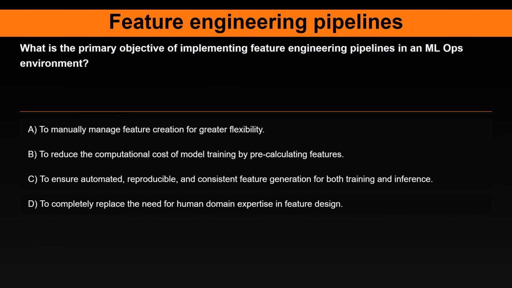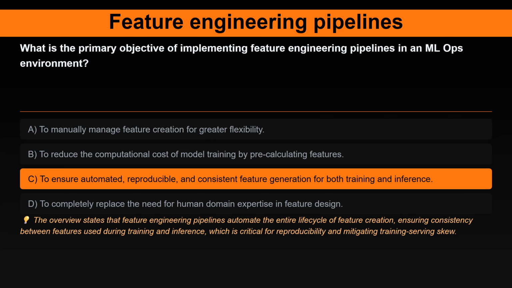Question 22. What is the primary objective of implementing feature engineering pipelines in an MLOps environment? Option A, to manually manage feature creation for greater flexibility. Option B, to reduce the computational cost of model training by pre-calculating features. Option C, to ensure automated, reproducible, and consistent feature generation for both training and inference. Option D, to completely replace the need for human domain expertise in feature design.